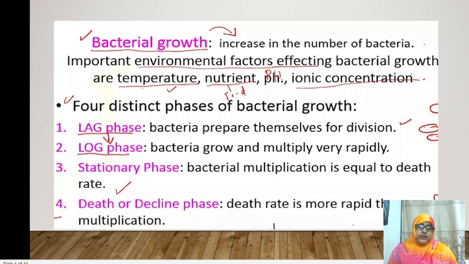Then in the stationary phase, the rate of growth is equal to the rate of death. The bacterial multiplication rate is equal to the death rate. If 4 bacteria are formed, then 4 are dying. Then the decline phase, basically the death rate is more rapid than multiplication. We can say that the death rate is more than the growth rate. More bacteria are dying as compared to the newly grown bacteria.